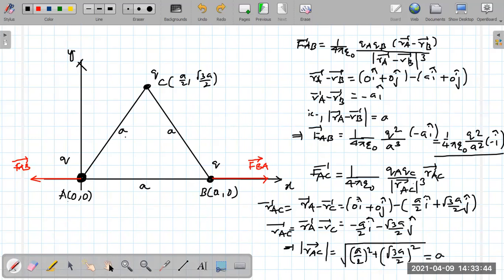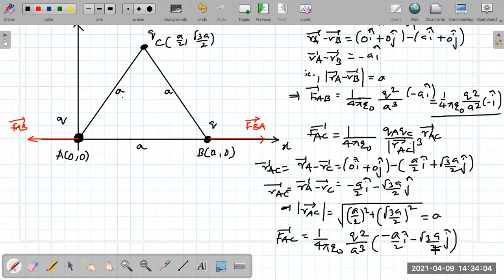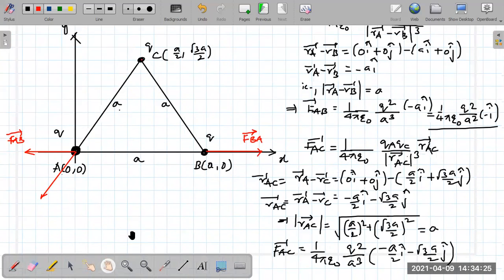So what will be the force now? The force on A due to C will be equal to 1 by 4 pi epsilon naught. Charges are Q, right? So Q square by A cube into minus A by 2 i cap minus root 3A by 2 j cap. So that is nothing but minus cos 60 and minus sin 60. Correct. So this will be the force on A due to C. This is the force on C due to A.